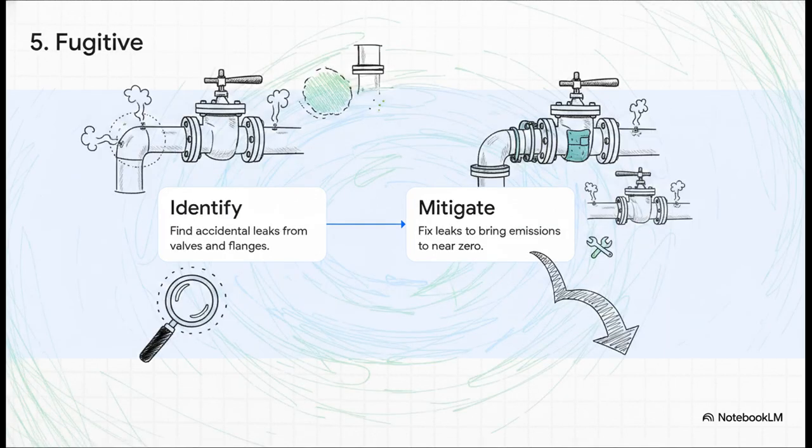And our fifth and final source is hunting down fugitive emissions. Now, unlike venting or process emissions, fugitive emissions are totally unintentional. These are the accidental leaks from valves, flanges, pump seals, or wastewater treatment operations. The standard makes a point of noting that these are emissions you can physically find and fix to bring the rate down to near zero. So you have to track and quantify these separately from the rest.